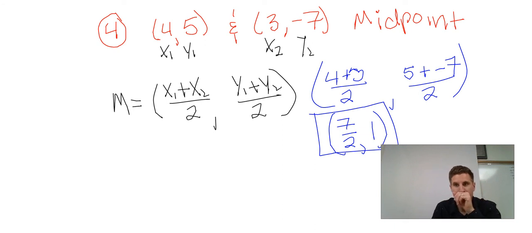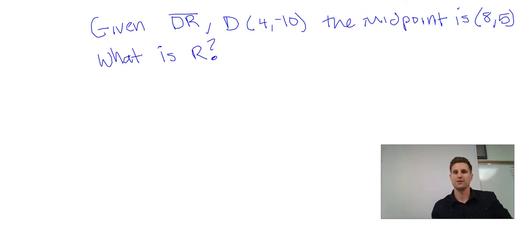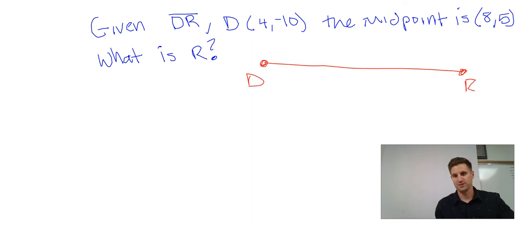Last one. Okay, last one here. It says given DR, D is 4, negative 10, the midpoint is 8, 5, what's R? So first step, draw a picture. Always draw a picture. And DR is given to us, and then apparently M is the midpoint. So we have 4, negative 10. M is 8, 5, and we want to find R.